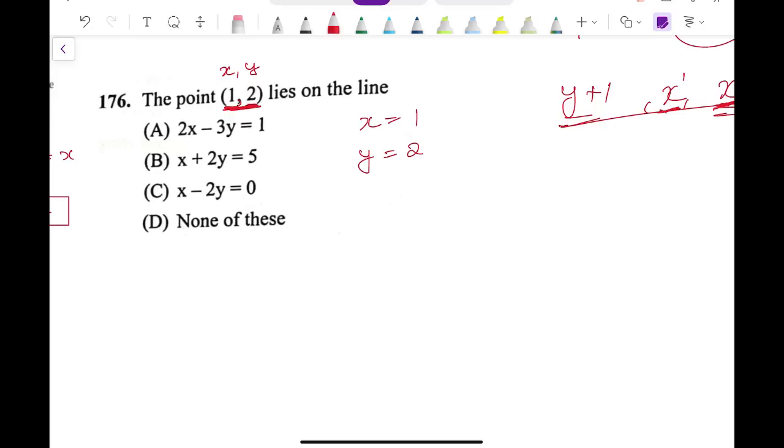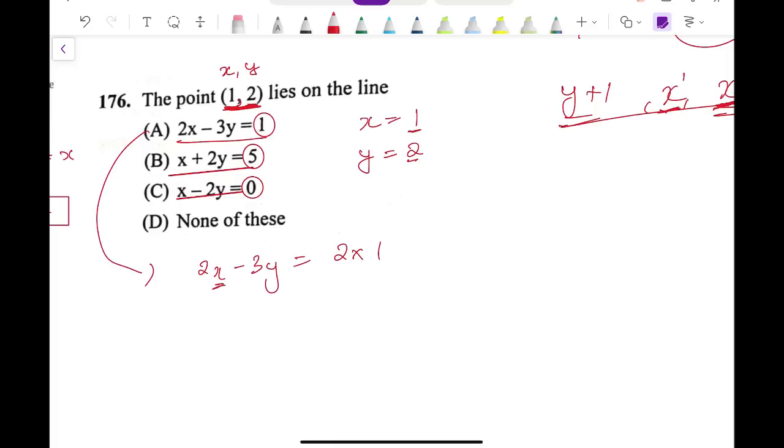So you just need to do like this. In every equation you put x is equal to 1 and y is equal to 2. If your left hand side is equal to right hand side, then your answer is correct. I'll check the first one, which is 2x minus 3y. So 2 into x, here x is 1, so in place of x I'm putting 1, minus 3 into 2. 2 ones are 2 minus 3 2s are 6. So 2 minus 6 is nothing but minus 4. The answer in this case should be minus 1, but we are getting minus 4. That means this option is eliminated.